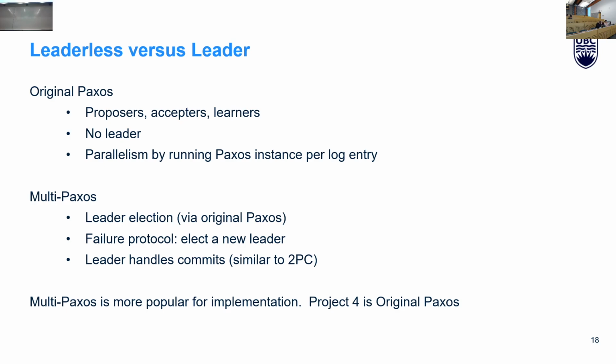Multi-Paxos is a more popular implementation model than original Paxos. Project 4 is actually original Paxos. So it's the simpler version, and then multi-Paxos is a generalization of that. In ViewStamp replication, it is, for all intents and purposes, multi-Paxos, as is Raft. Because there is a leader, and there's a leader election protocol.